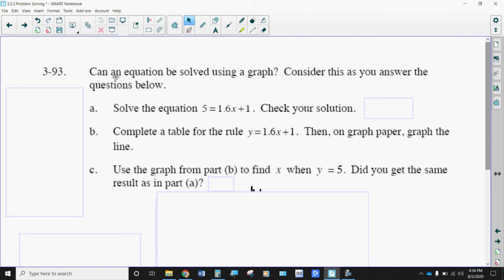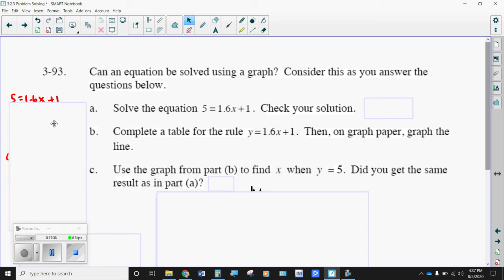All right, last problem. Can an equation be solved using a graph? Consider this as you answer the questions below. First off, copy this equation down and solve it, and then check your solution. Let's just do that first. Okay. Unpause when you think you've got the correct solution for x.